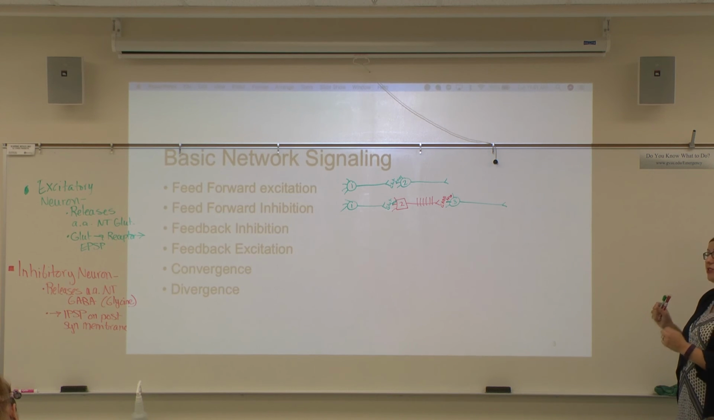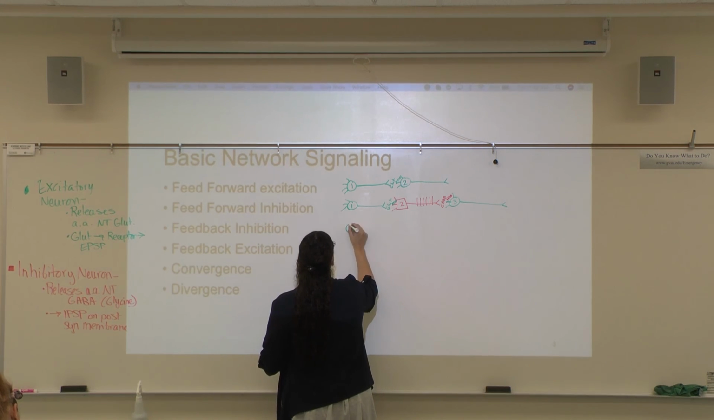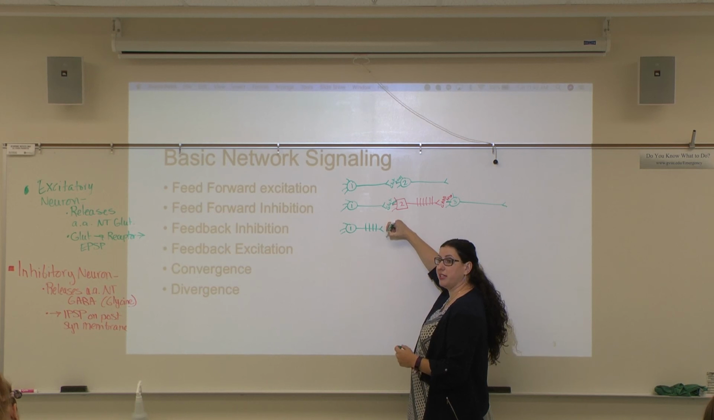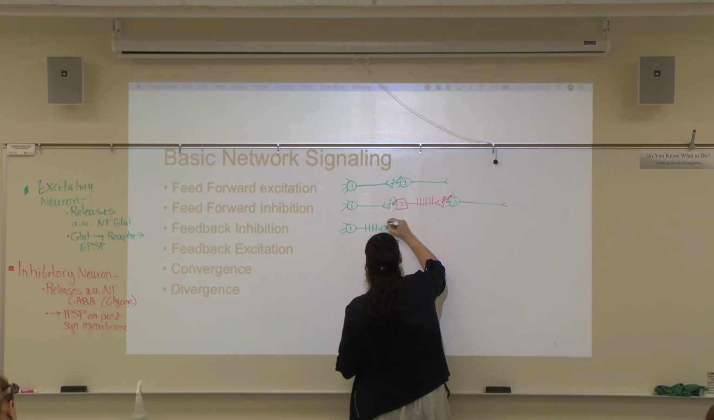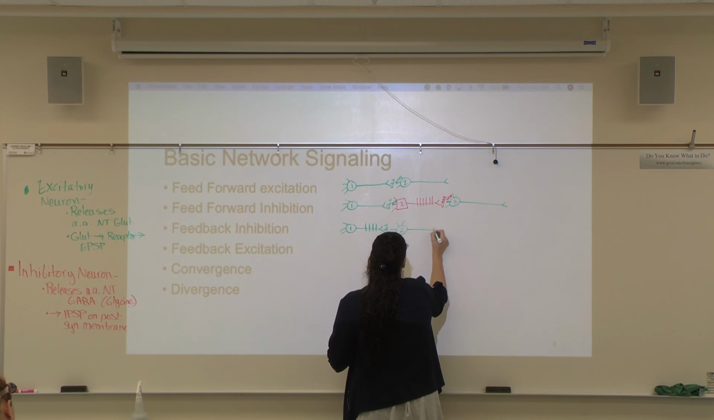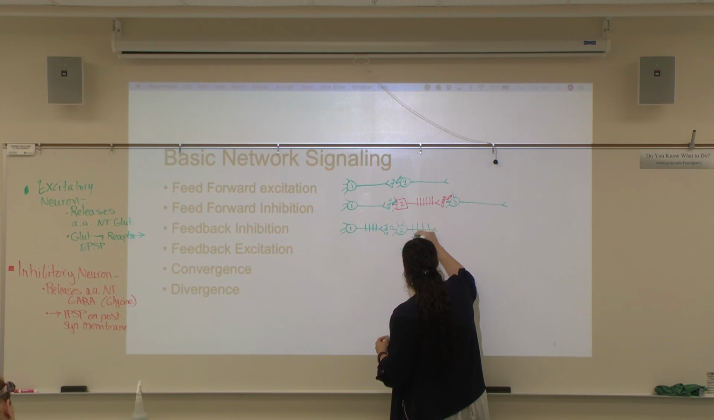Whenever we're talking about feedback circuits, it always feeds back to the actual initial neuron, to cell 1. Feedback inhibition, we've got cell 1. Cell 1 fires action potentials. What neurotransmitter will it release? Glutamate. What effect will that have on cell 2? EPSP. Let's say that's sufficient to reach threshold.